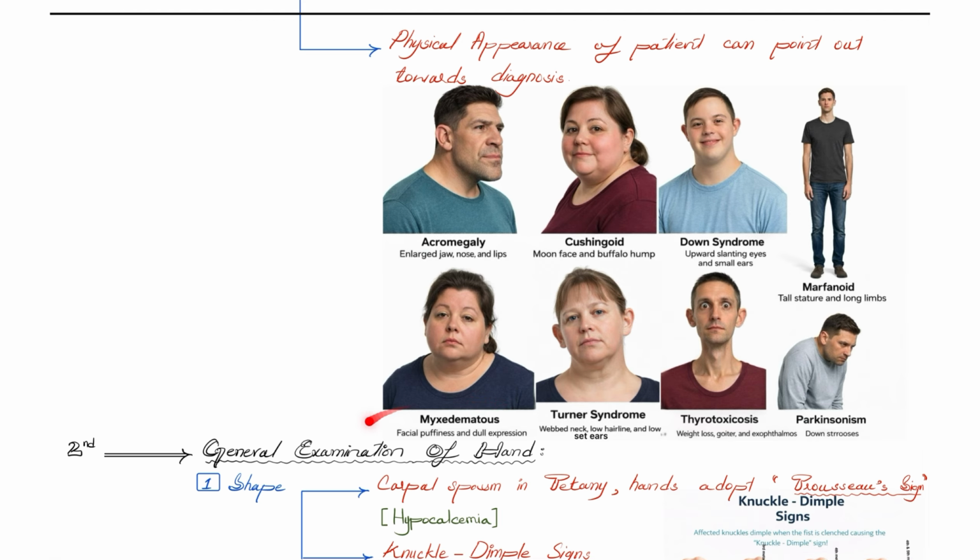And if the patient has facial puffiness and dull expression, it can indicate a severe and long-standing hypothyroidism. And if the patient has webbed neck, low hairline, and low set ears, it can be suggestive of Turner syndrome. If the patient has severe weight loss, goiter, or exophthalmos, it can indicate Graves' disease or long-standing hyperthyroidism. And stooped posture can be indicative of Parkinsonism.